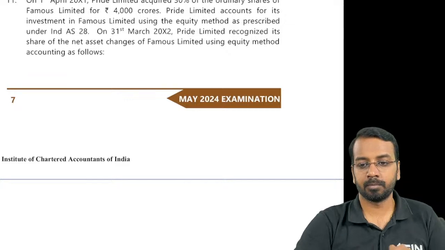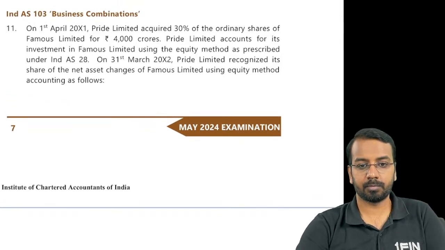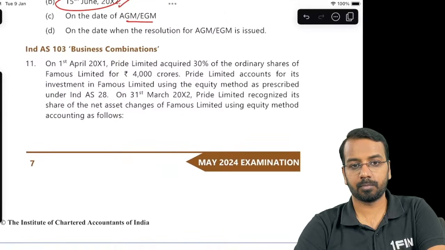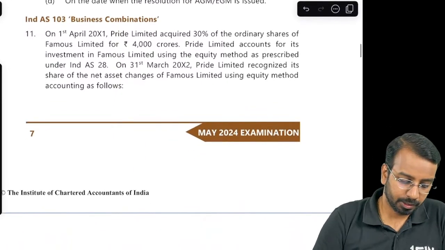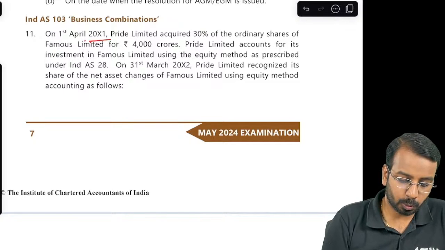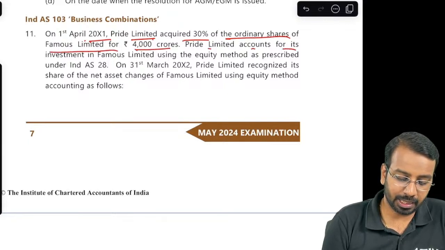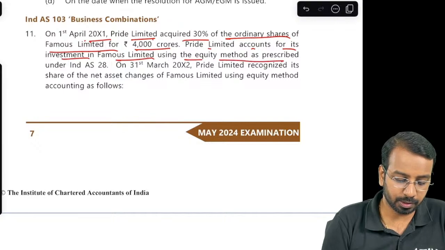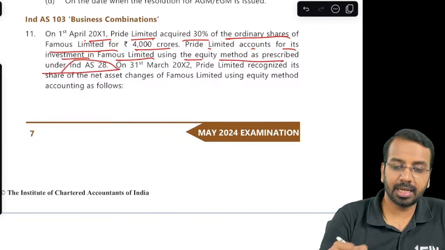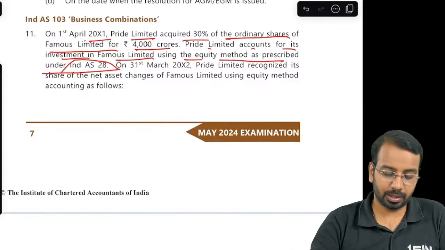The next question that we will be discussing is on Ind AS 103 on business combination. On 1st of April of year 1, Pride Limited acquired 30% of the ordinary shares of Famous Limited for 4,000 crores. Pride Limited accounts for its investment in Famous Limited using the equity method as prescribed under Ind AS 28. That is, initial cost plus share of profit minus losses, etc.